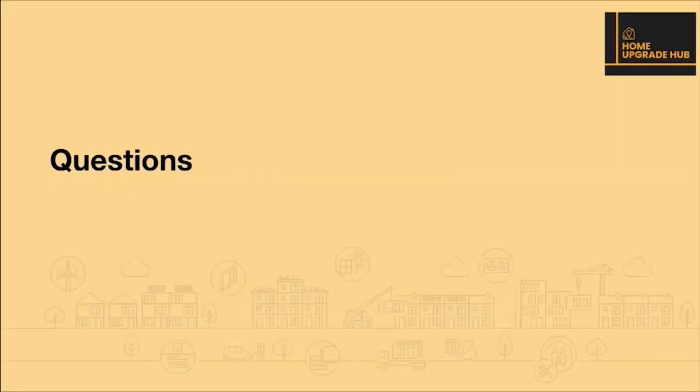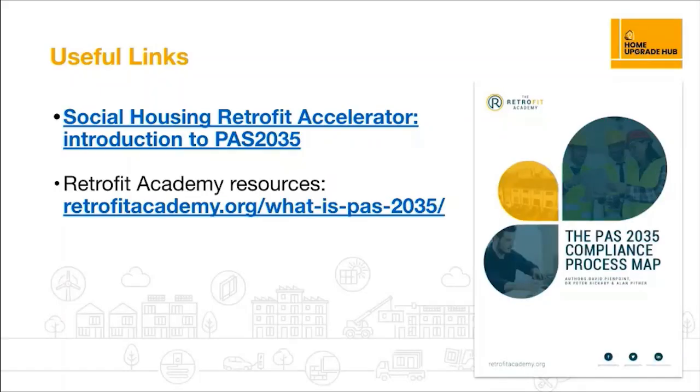There are some useful documents that I've linked to, and if you want to read a bit more about some of the things that I've touched on today, there's some useful materials that were part of the Social Housing Retrofit Accelerator. So some introductory materials to PAS 2035, which may be helpful. There's also a lot of really useful stuff on the Retrofit Academy website, including overviews of PAS 2035, but also quite detailed breakdowns of how you create a compliance scheme.